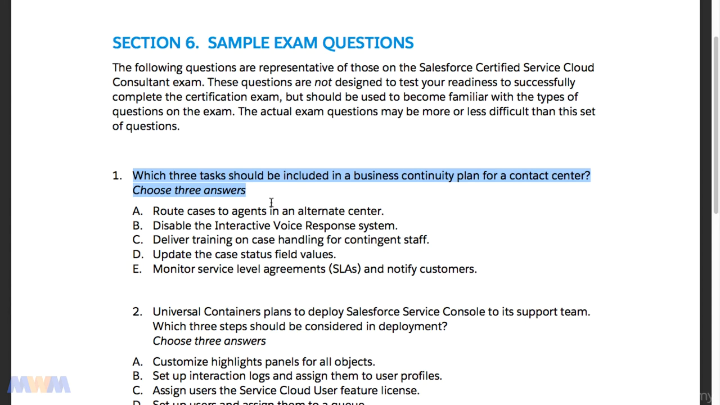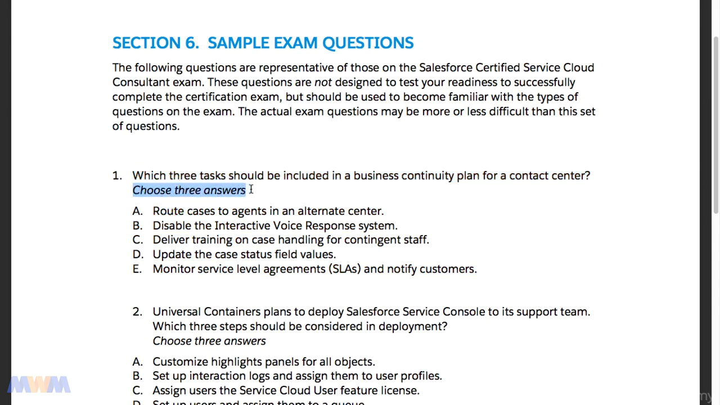There's a certain percentage of questions that are like this. This can really throw you, so it's a good idea to get familiar with some of these core principles that are in this section of the course. So the question is, which 3 tasks should be included in a business continuity plan for a contact center? And it says choose 3 answers.